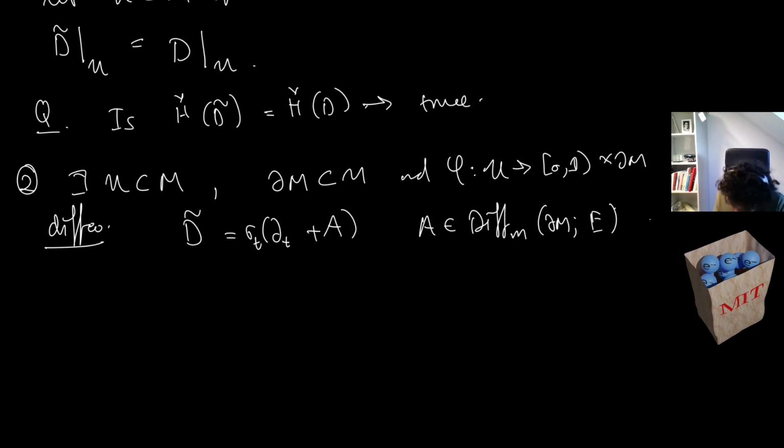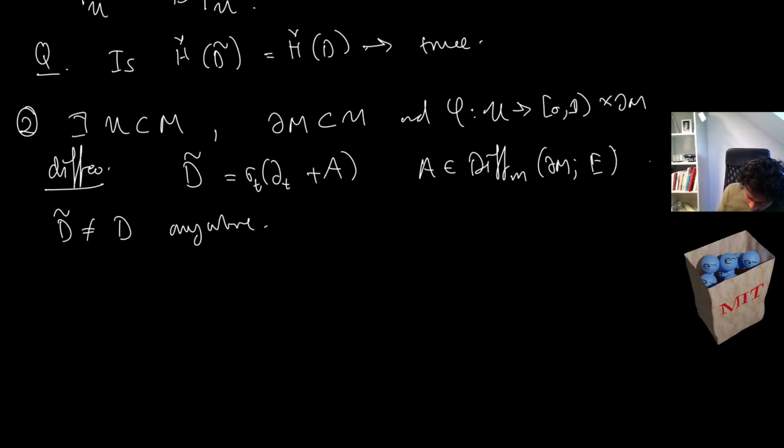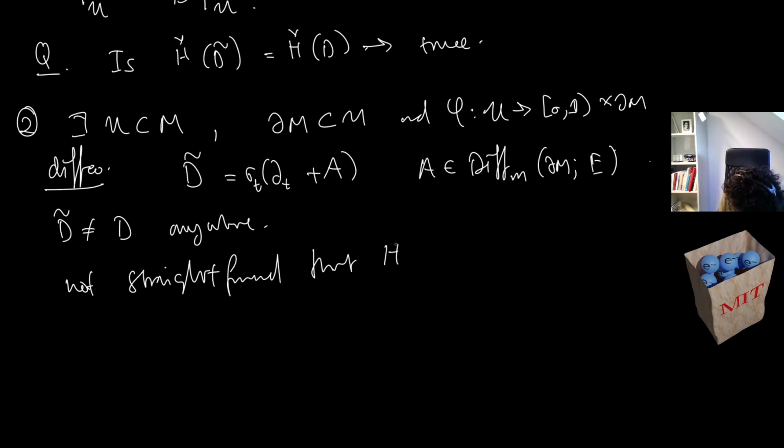So in this situation, it looks like we have a simpler operator, and the point is that D tilde might not be equal to D anywhere. And then maybe the point is that we want to now understand the check space. In this situation, it's not straightforward that H check of D tilde would be equal to H check of D.